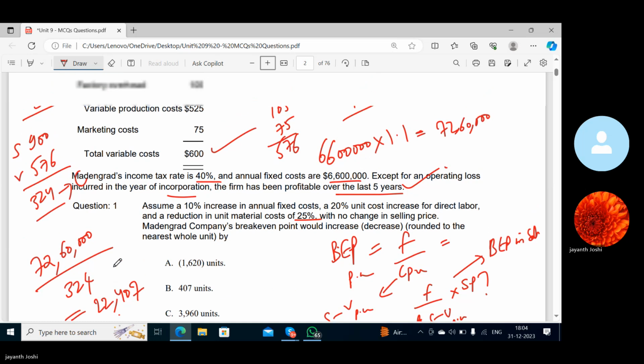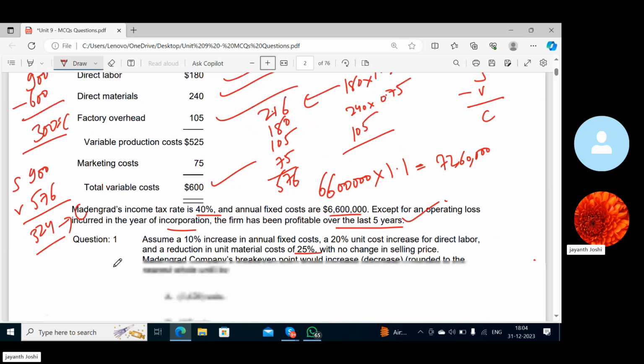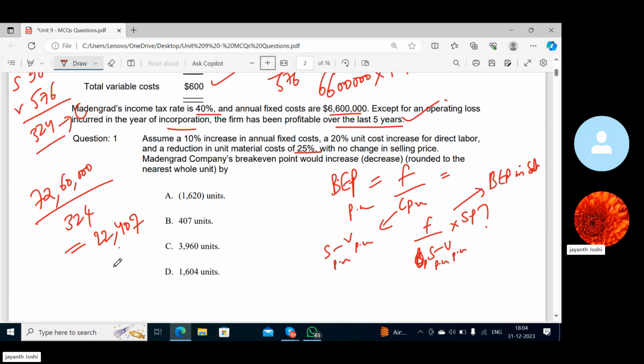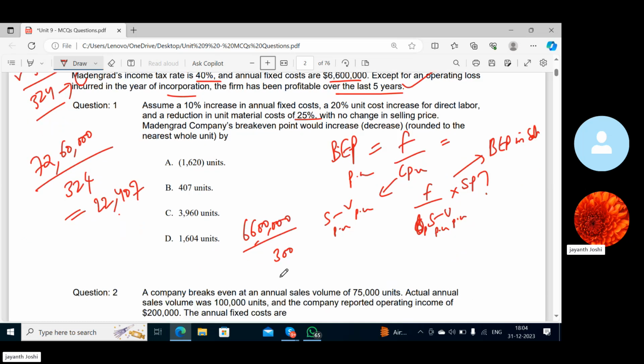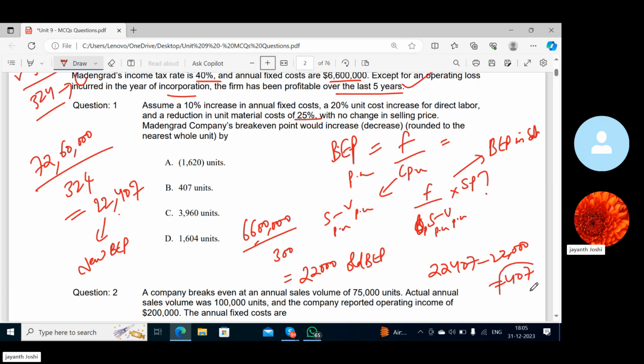And what was the break-even point before? We have to find out the old break-even point. What was the fixed cost? 66 lakhs. What was the contribution? 300. So old break-even point is 22,000, and this is the new break-even point. What's the difference? 22,407 minus 22,000, so 407 units. Right now we have this many units, we have to produce more to break even.